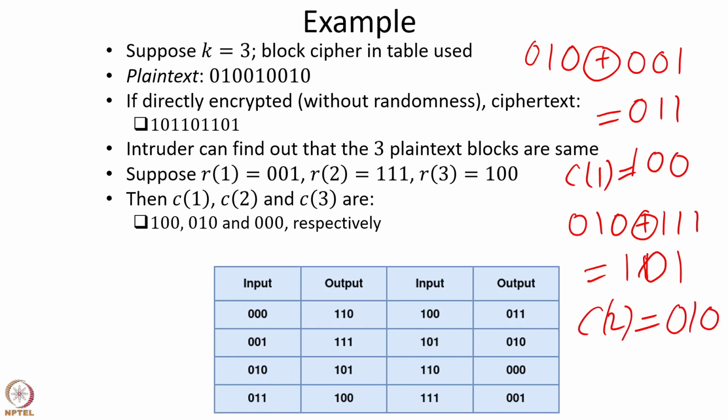So in this example, we get that C1 is 1, 0, 0 as calculated here, then C2 is 0, 1, 0, and C3 can be similarly found to be 0, 0, 0. So we see that the 3 ciphertext blocks are different, even though the corresponding plaintext blocks are the same. So that's the advantage of using this randomness. Identical plaintext blocks map to different ciphertext blocks with a high probability.